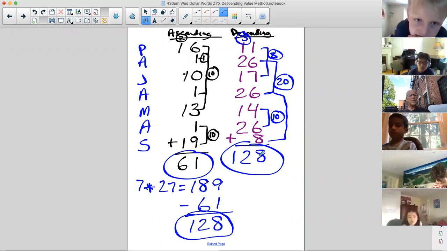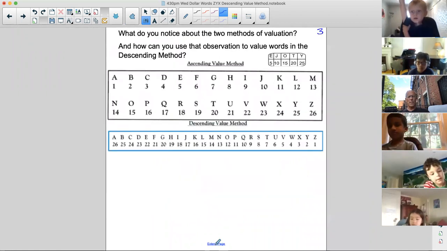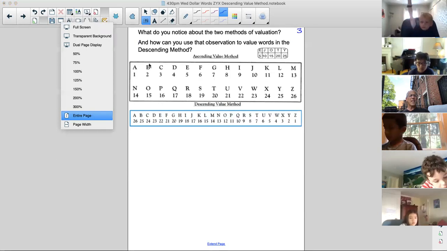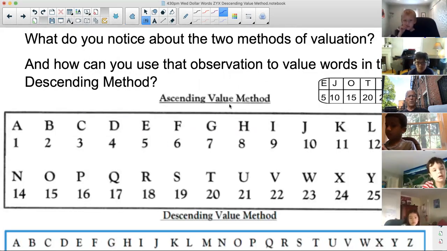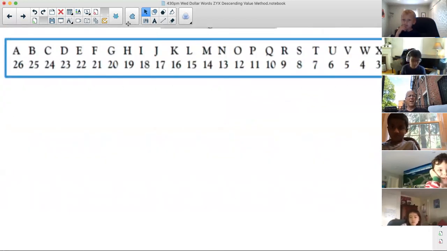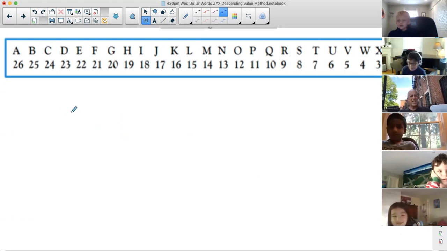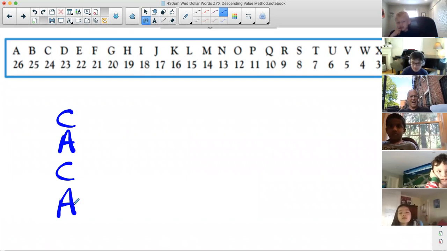Now, who would like to know the shortest dollar word when it comes to the descending method? Who would like to know the shortest dollar word? Now, is it okay if I use a potty word? Yes. Okay. There are parents in the background, so you've got to watch out. I'm a little bit skeptical. Are you guys ready? There is a childish word for poop. And that childish word is caca.